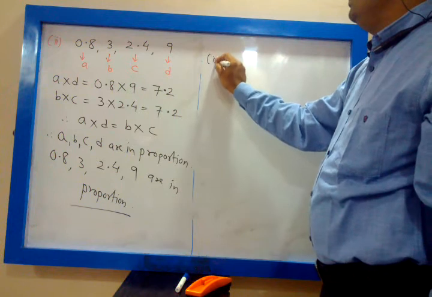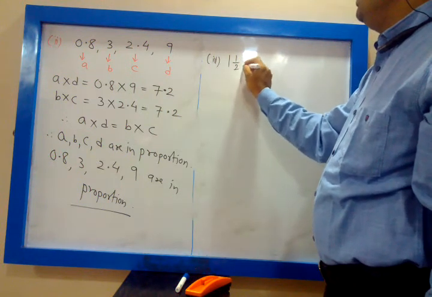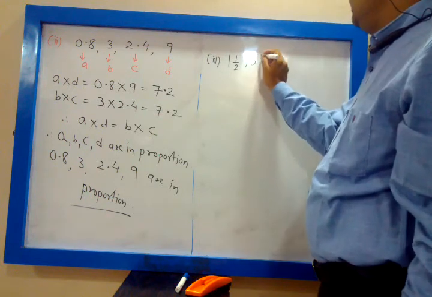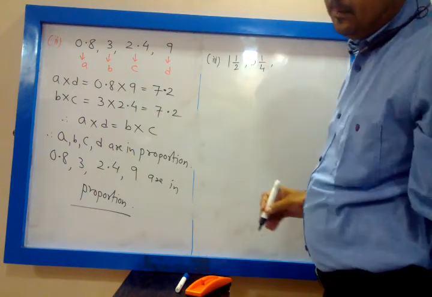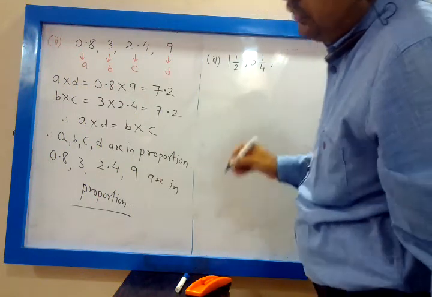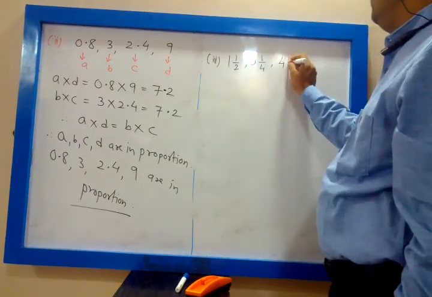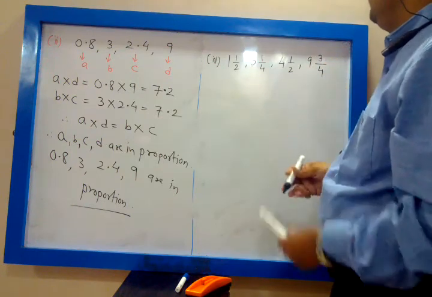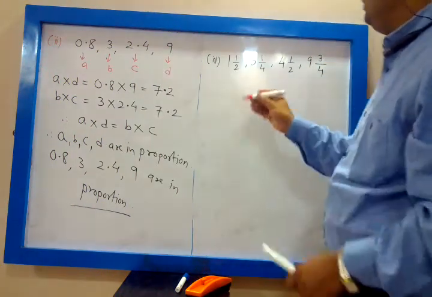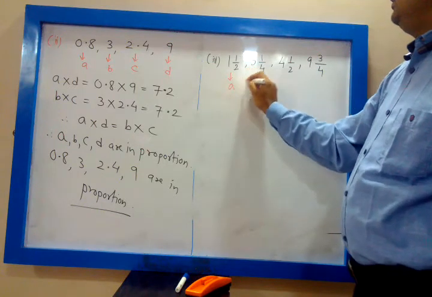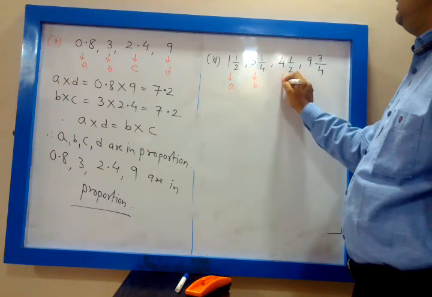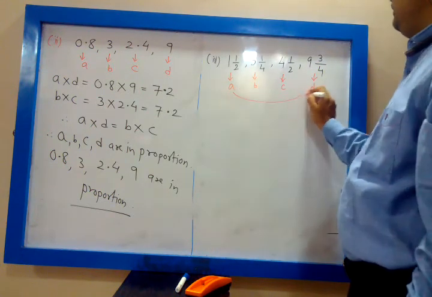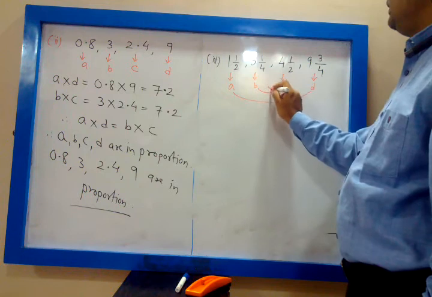1 is to 1 by 2, 3 is to 1 by 4, then 4 is to 1 by 2, and 9 is to 3 by 4. Let us take this as A, this as B, this as C, this as D. You check whether product of extreme is equal to product of means.